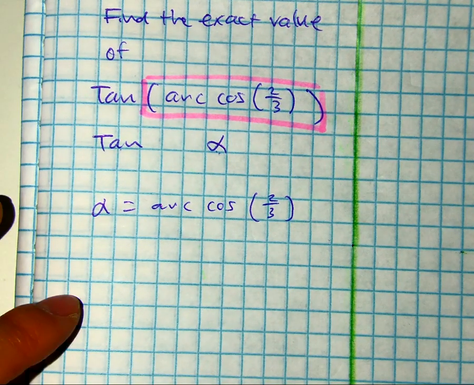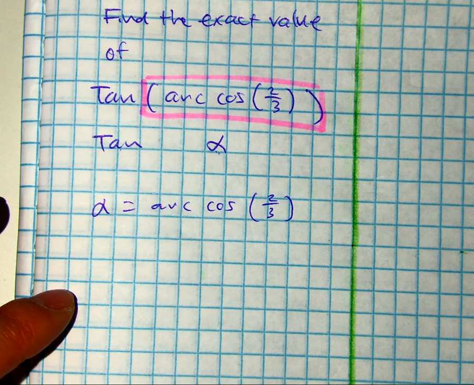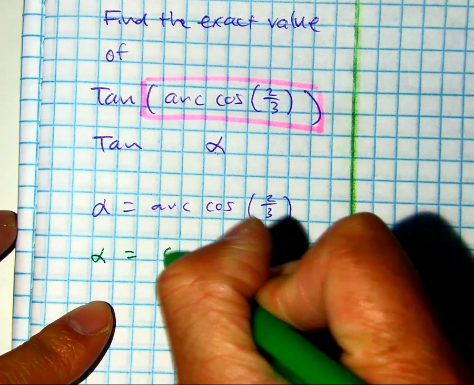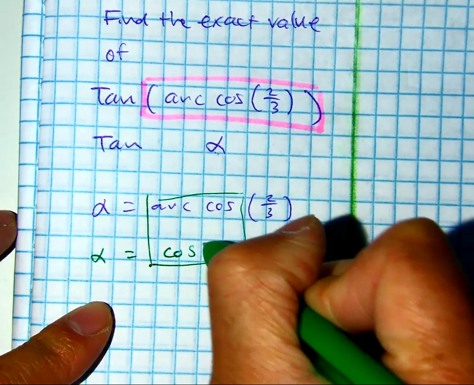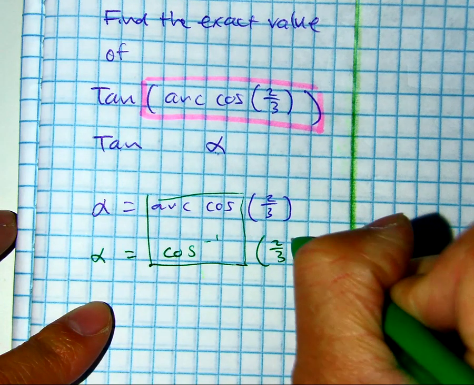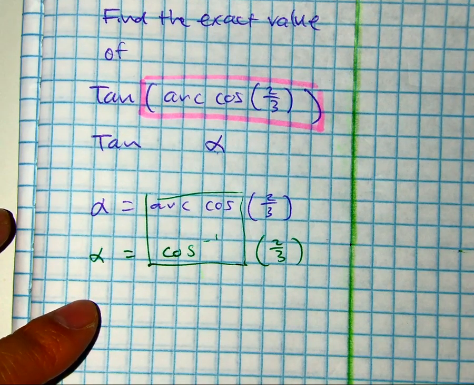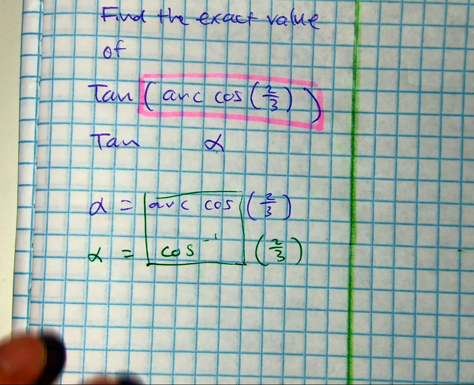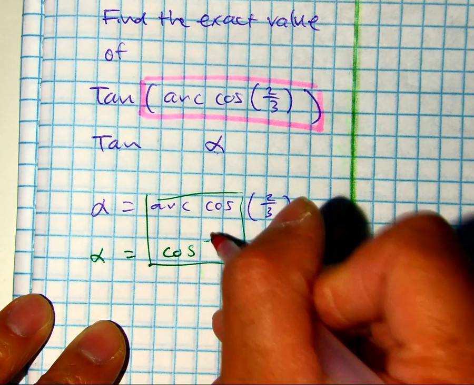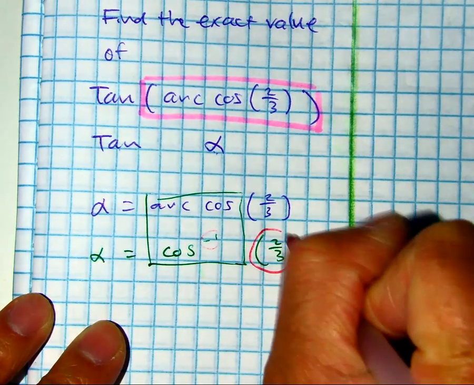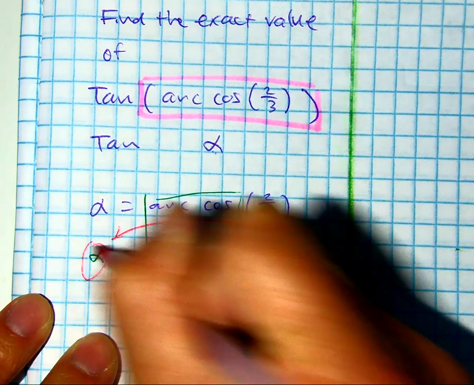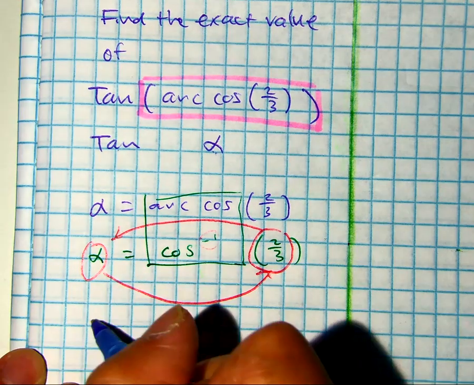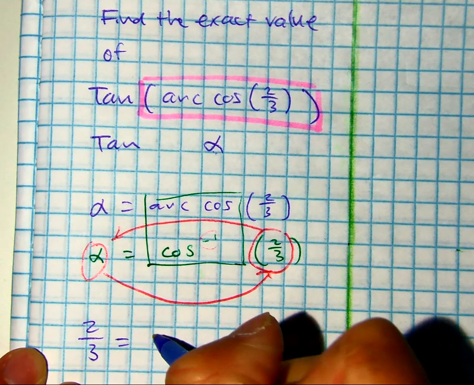What's another way of writing arc cosine? Inverse. We've talked about that, right? These are the same things. The inverse of cosine of 2/3. This should be really familiar now. What do we do next? We switch them. You know to switch them because you have the -1. So what am I going to switch? The x value with the y value. So now I have 2/3 is equal to cosine of alpha.